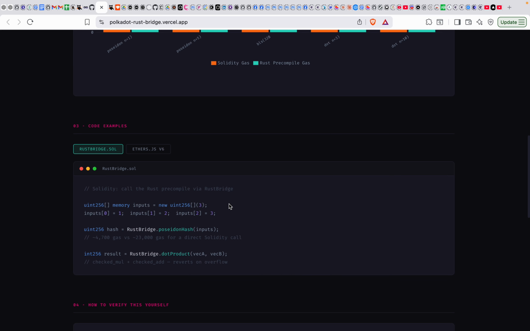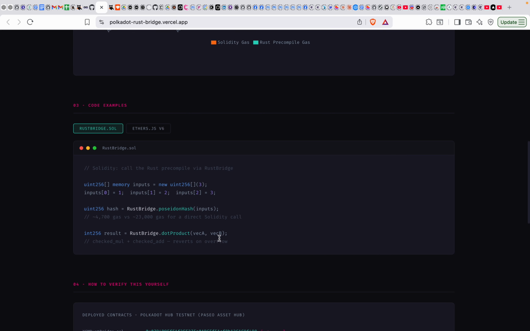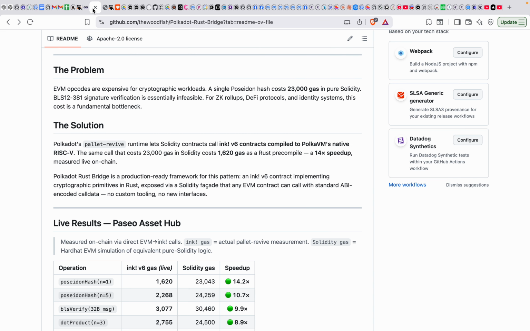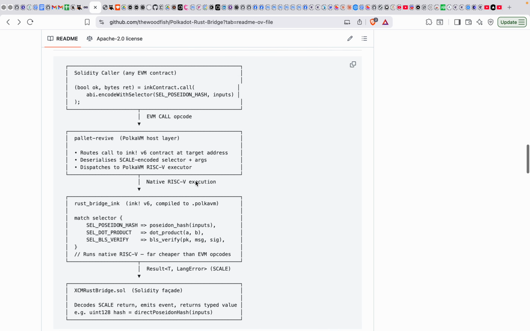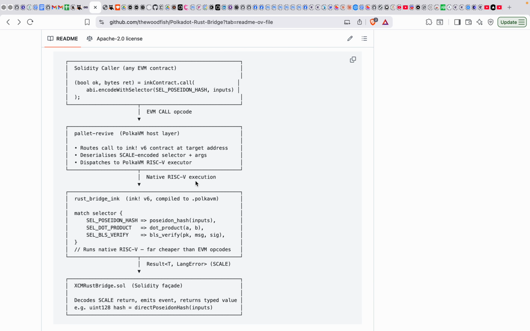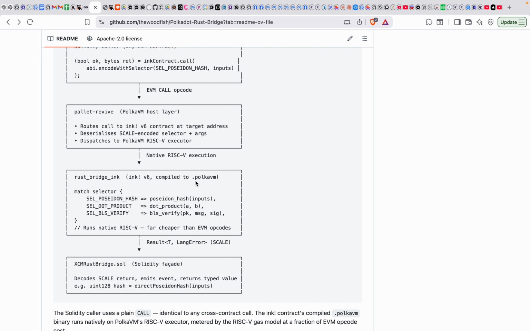An existing Solidity contract, for instance, calls the Rust bridge's poseidonHash, a simple function, just like calling any other contract. But inside the bridge, two things happen that most EVM developers have never seen. First, the arguments get re-encoded. Ethereum uses ABI encoding. Polkadot uses SCALE encoding. Little-endian, compact-prefixed, a completely different format. The bridge handles that translation in Solidity in a library called ScaleEncoder.